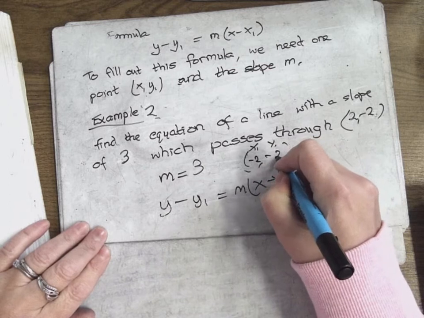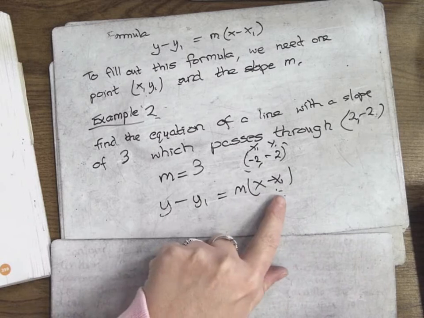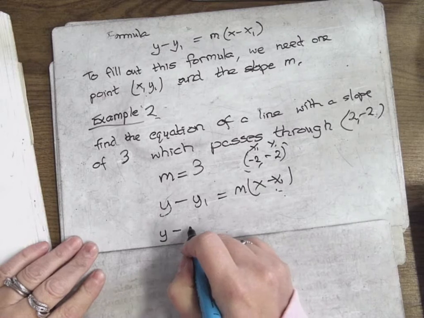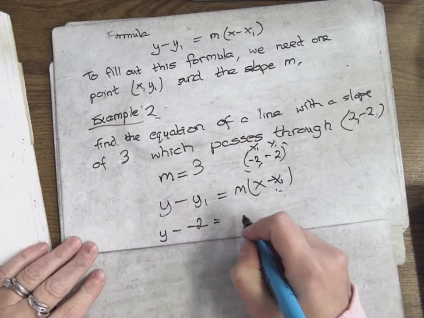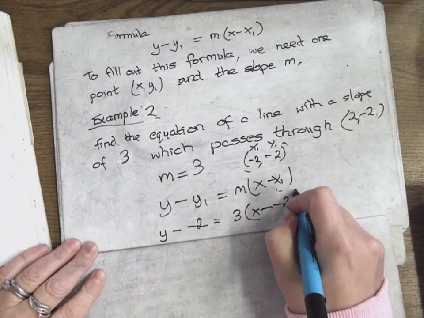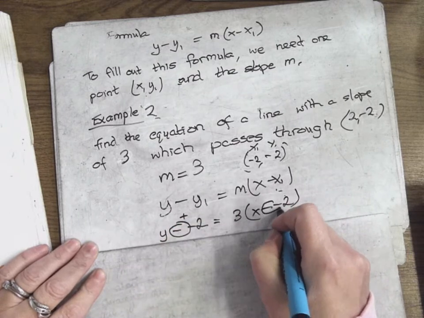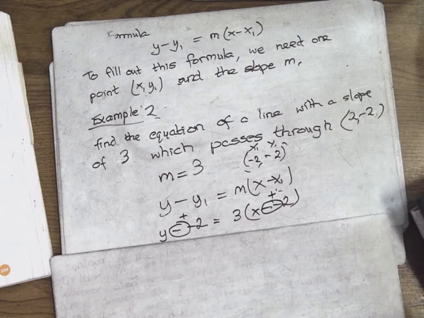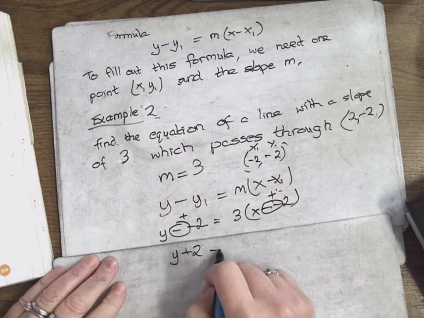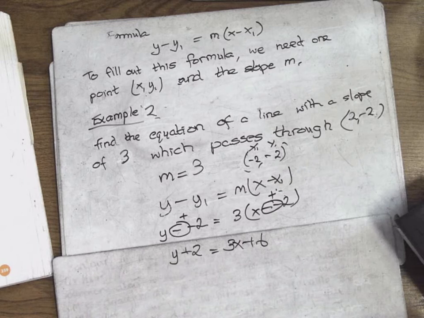Okay, so never fill in for x and y. You fill in for x1, y1 and m, right? So it's y minus 2 equals m is 3 into x minus 2. So I have 2 minuses in a row here, that gives you a plus. I have 2 minuses in a row here, that gives me a plus, right? So then I multiply into brackets, so I get y plus 2 equals 3x plus 6.